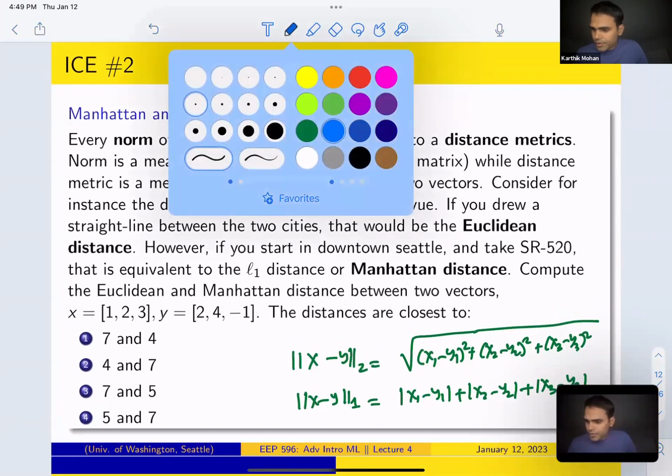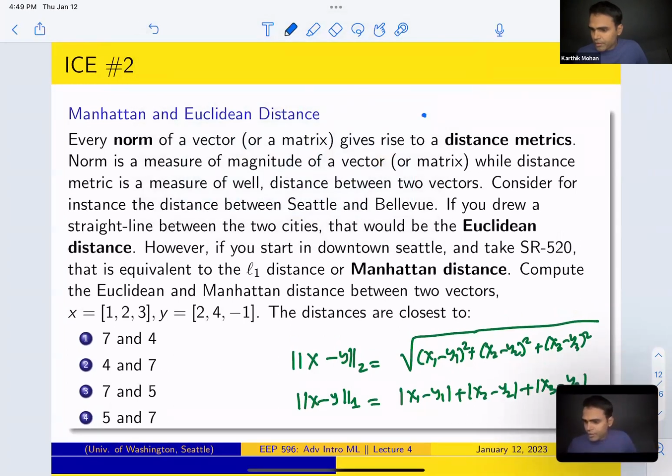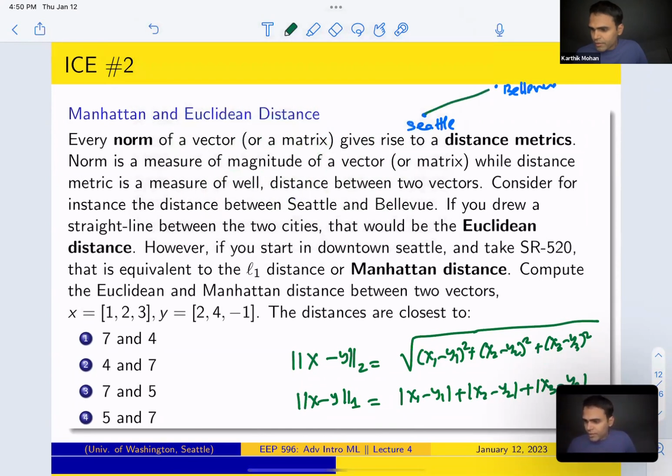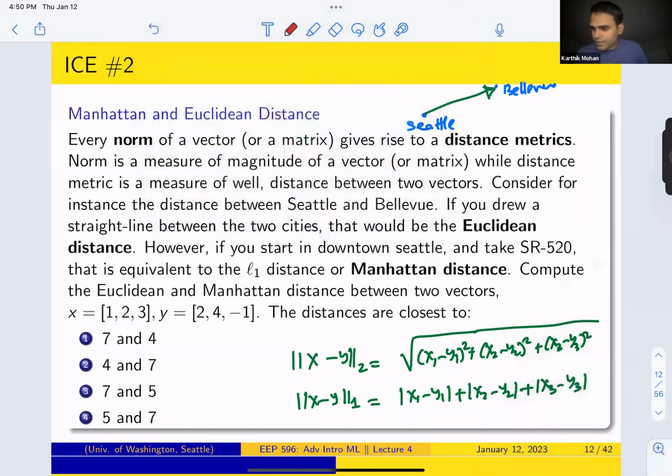Just as an intuition here, let's say there are two points, say Seattle and Bellevue. The Euclidean distance is always like, let's just go this way. In Manhattan, it would be like, let's go this way, and this is maybe SR 520.